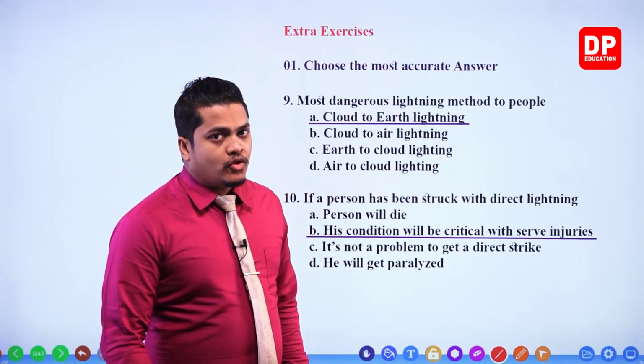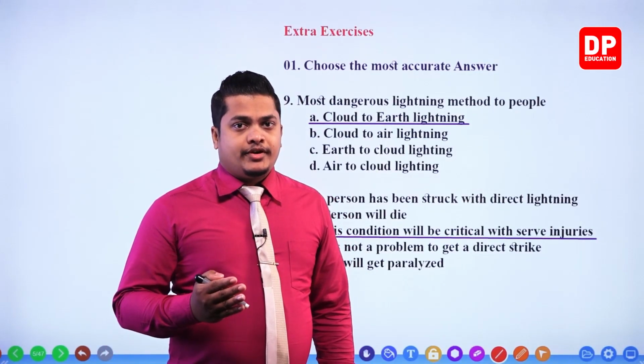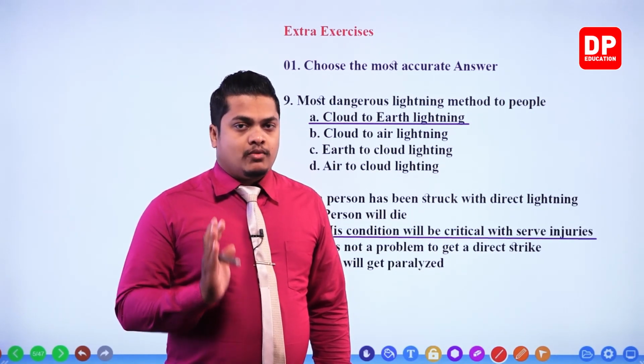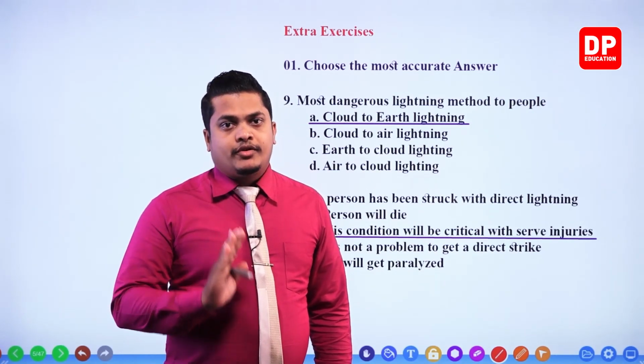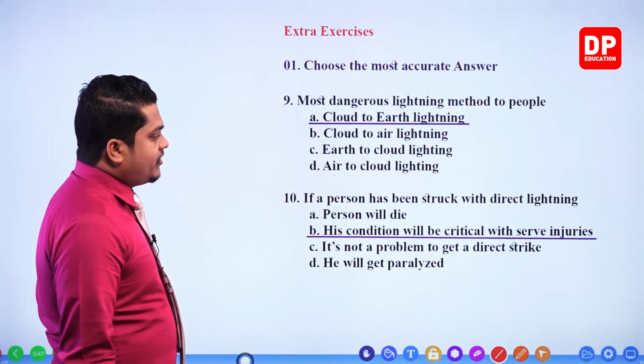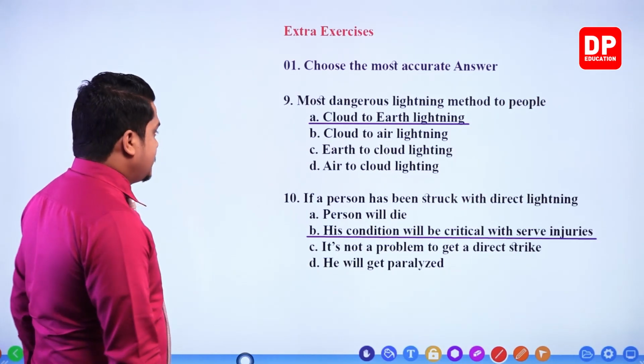So, my dear children, we won't be able to say that the person is going to be paralyzed or killed because of a direct strike. But however, we know that his condition is going to be critical, right? So, our answer should be his condition will be critical with severe injuries. Next one.